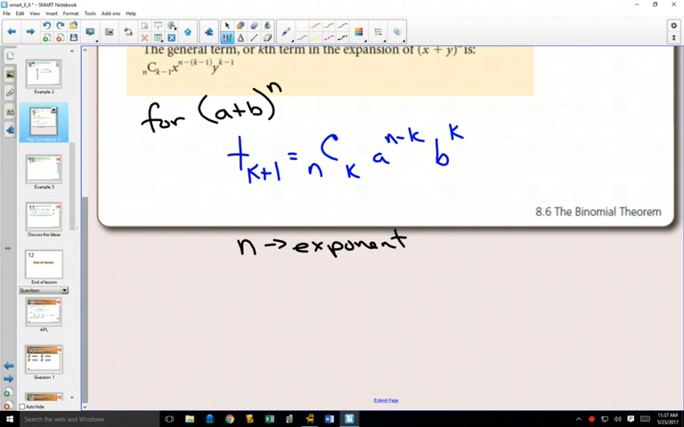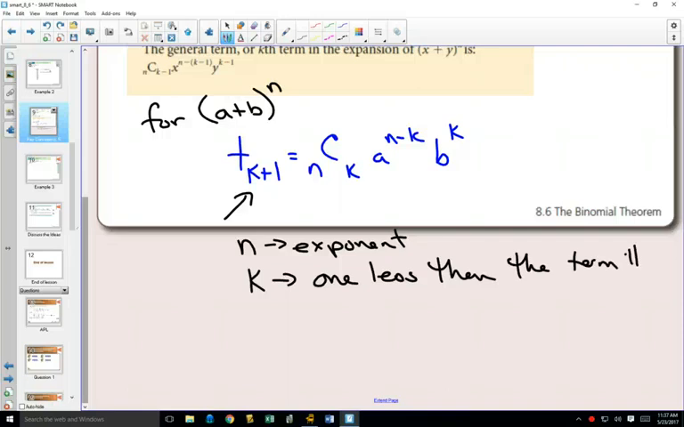Now, k is always one less than the term number. So if you want to find term 5, then k would be 4. If you wanted to find term 7, then k would be 6. So k is always one less than the term number. Everything else is obvious from here.